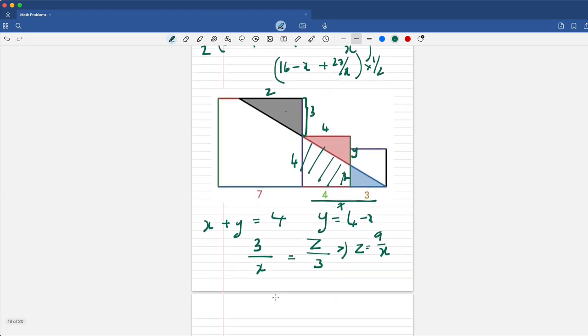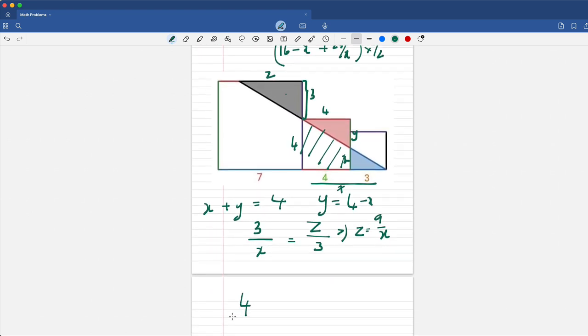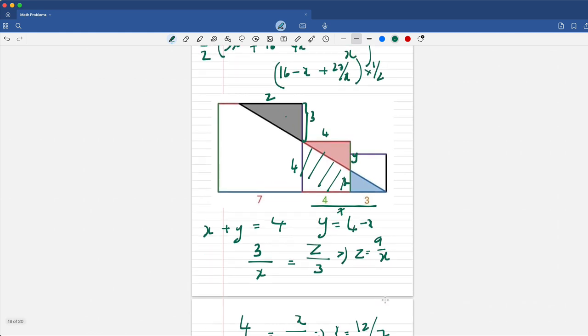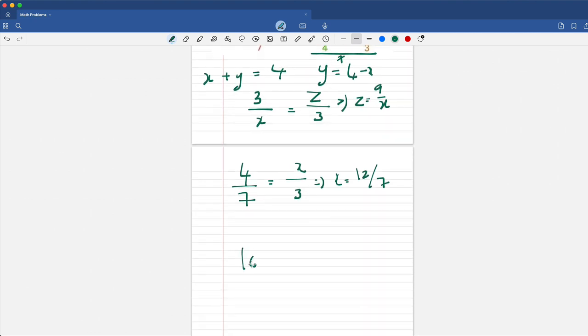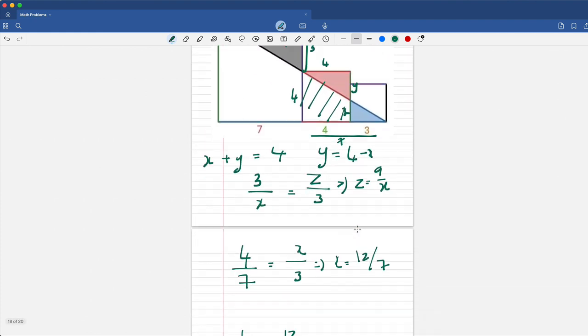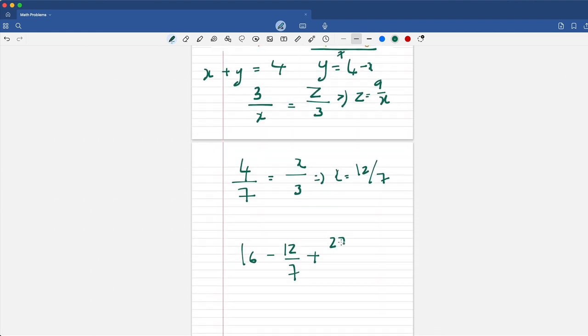So applying the same logic of similar triangles, I can say 4 by 7, which is the height by the base for the larger triangle, is equal to x by 3. Therefore, x is nothing but 12 by 7. So substituting 12 by 7 in this, I can say it's 16 minus 12 by 7 plus 27 divided by 12 by 7, the whole thing multiplied by half.